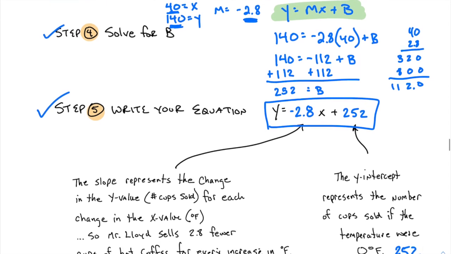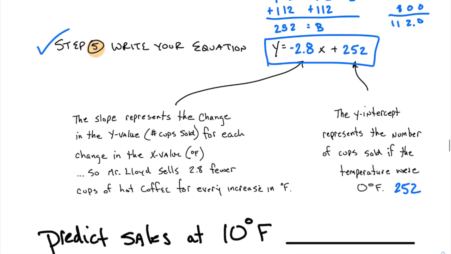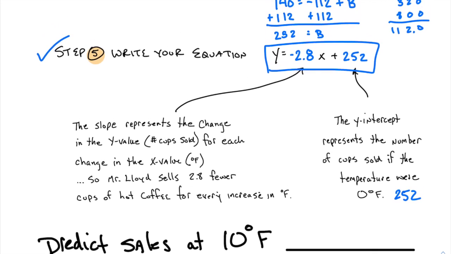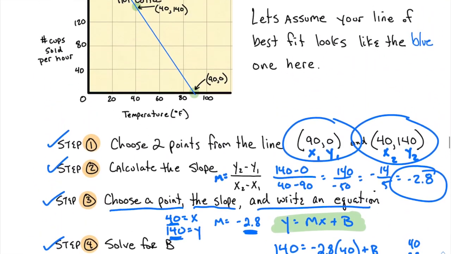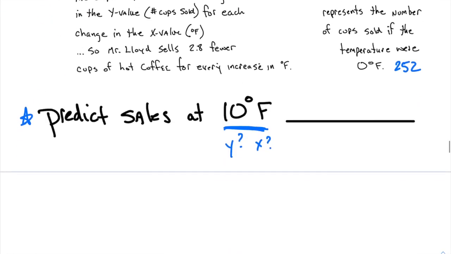And then the final piece is, what do we do with predictions? Well, with predictions, the only challenge is to look at the question carefully, identify what they're giving me, and then figure out, is that your y or is that your x? It's one or the other. Now, 10 degrees Fahrenheit goes along with, well, let's look up here. The temperature in Fahrenheit is your x. So I'm going to put that 10 in the x spot.